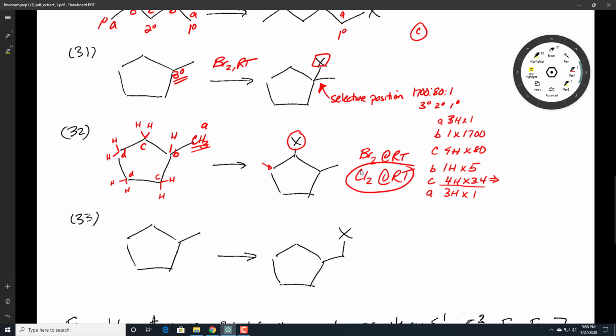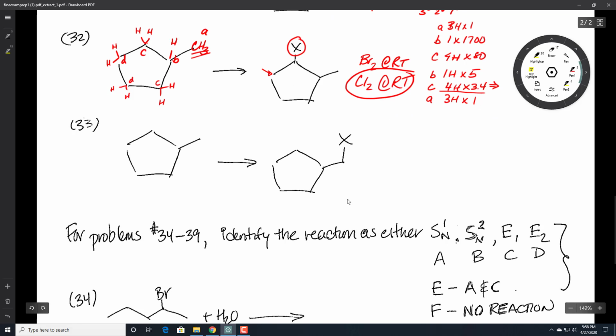And then finally, coming down here to the last problem in this set, I would like to replace one of the CH3s with a halogen. And so again, this is A, this is B, C, C, D, and D in terms of my products. Product A is going to have 3 hydrogens. Product B is going to have 1 hydrogen. Product C is going to come from 4 different hydrogens, and D is going to come from another 4 hydrogens.